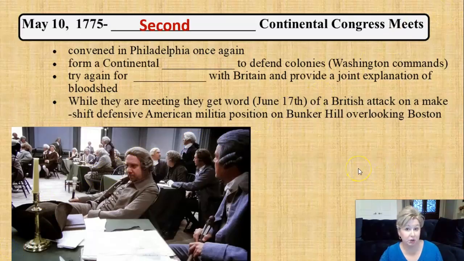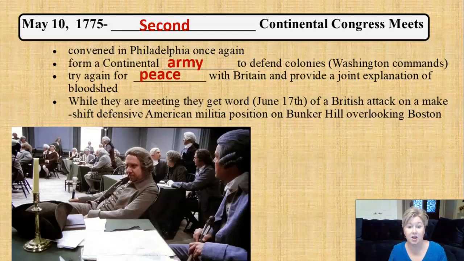One of the first things that this group will do is that they authorize a Continental Army. So we're all going to send troops into one place and get organized under one leader, and that's going to be George Washington. He's the commander of the newly formed Continental Army. They also will try again for peace with Britain by providing an explanation. All 13 colonies will come together and draft an explanation for why we've had to take up arms. Why is it that there has been bloodshed? They feel like they need to really explain this to the whole world, to the watching world.